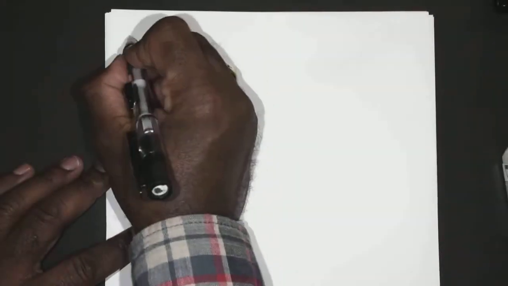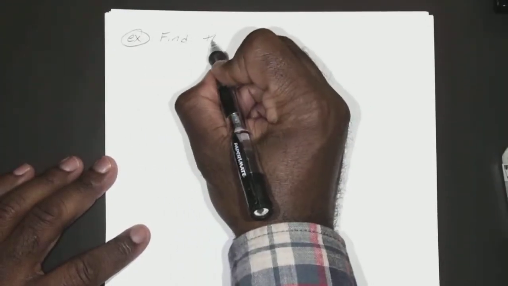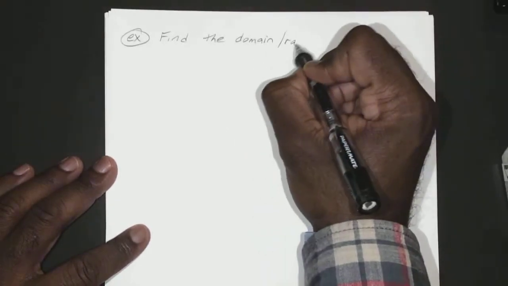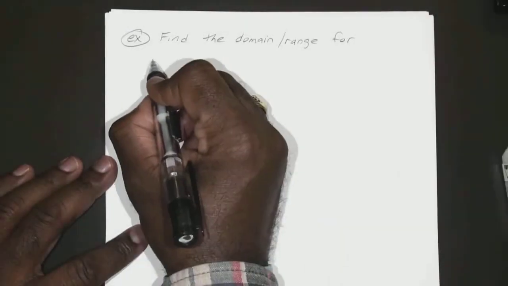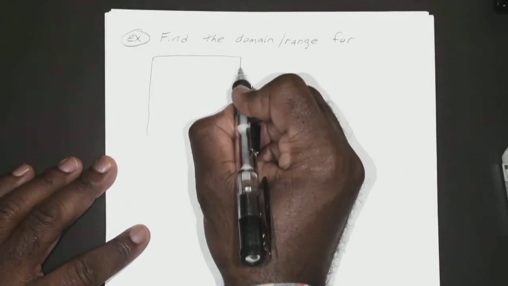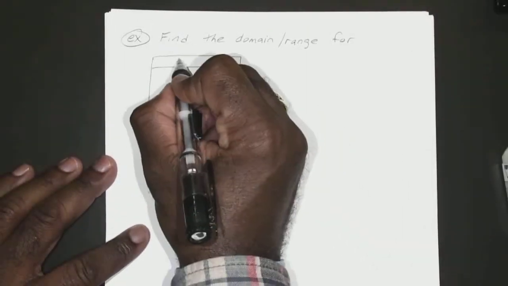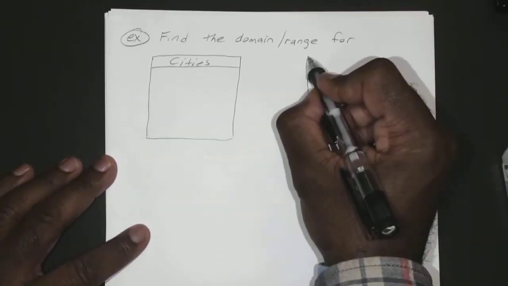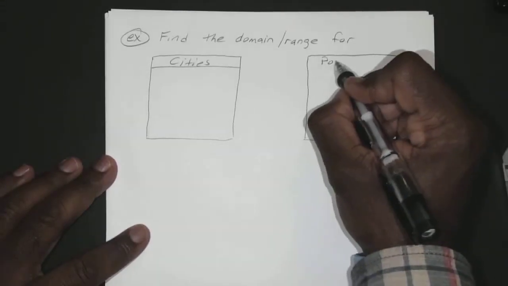All right, so let's say for our next example, if you want to find the domain and range, this time we're going to set up two tables, where this one is cities, and this one is our population in thousands.